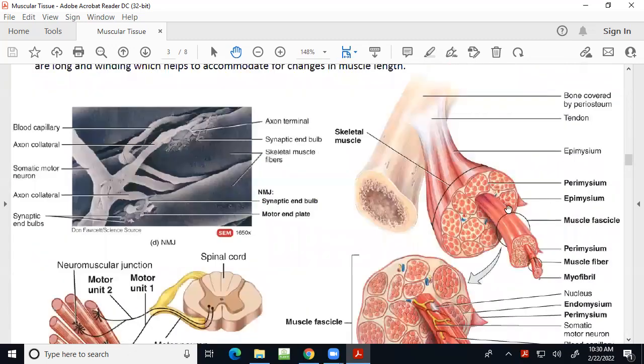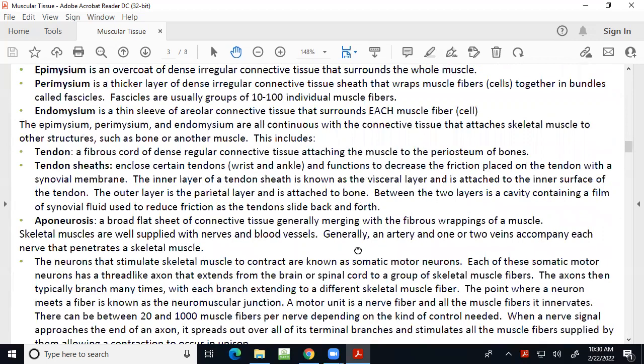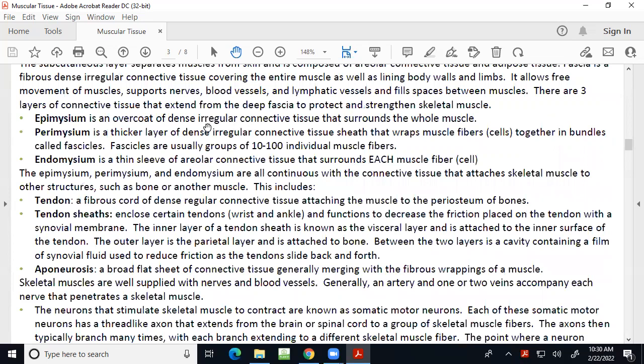Okay, it is basically kind of like the periosteum of our bone. Remember, the periosteum was that membrane that covers our bones. Well, the epimysium covers the entire muscle. Okay, it is made up of dense irregular connective tissue, so it's got collagen fibers kind of running in all different directions. Okay, deep to it in the middle is our perimysium.